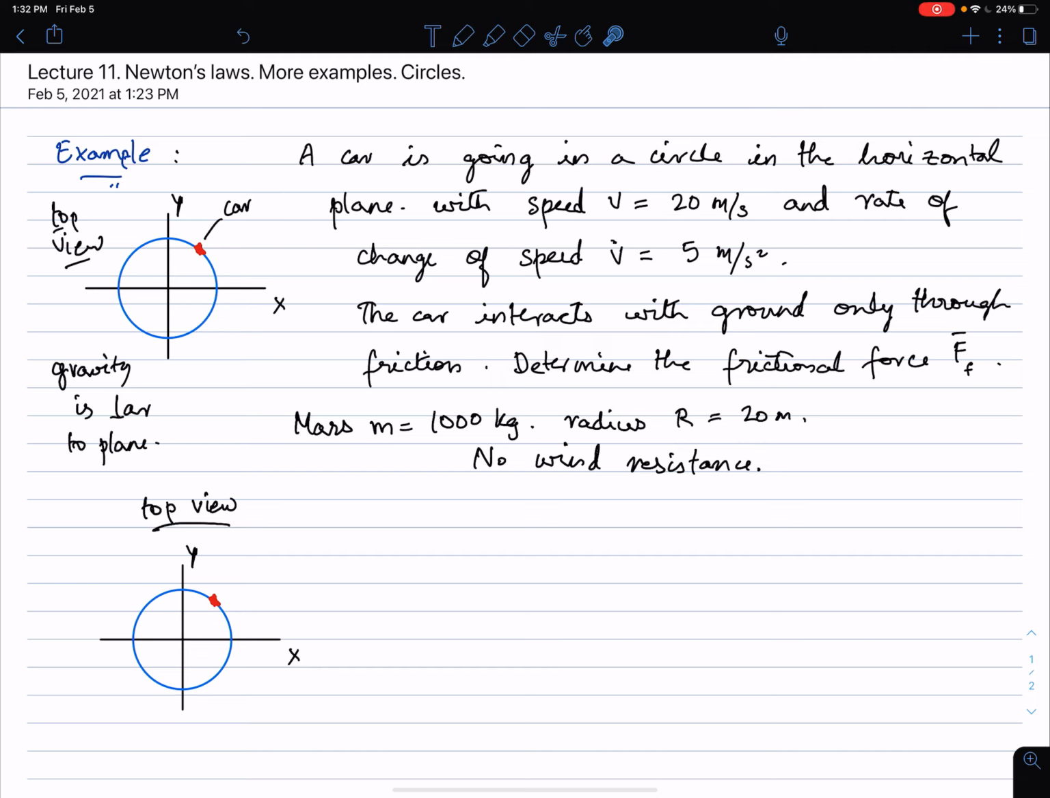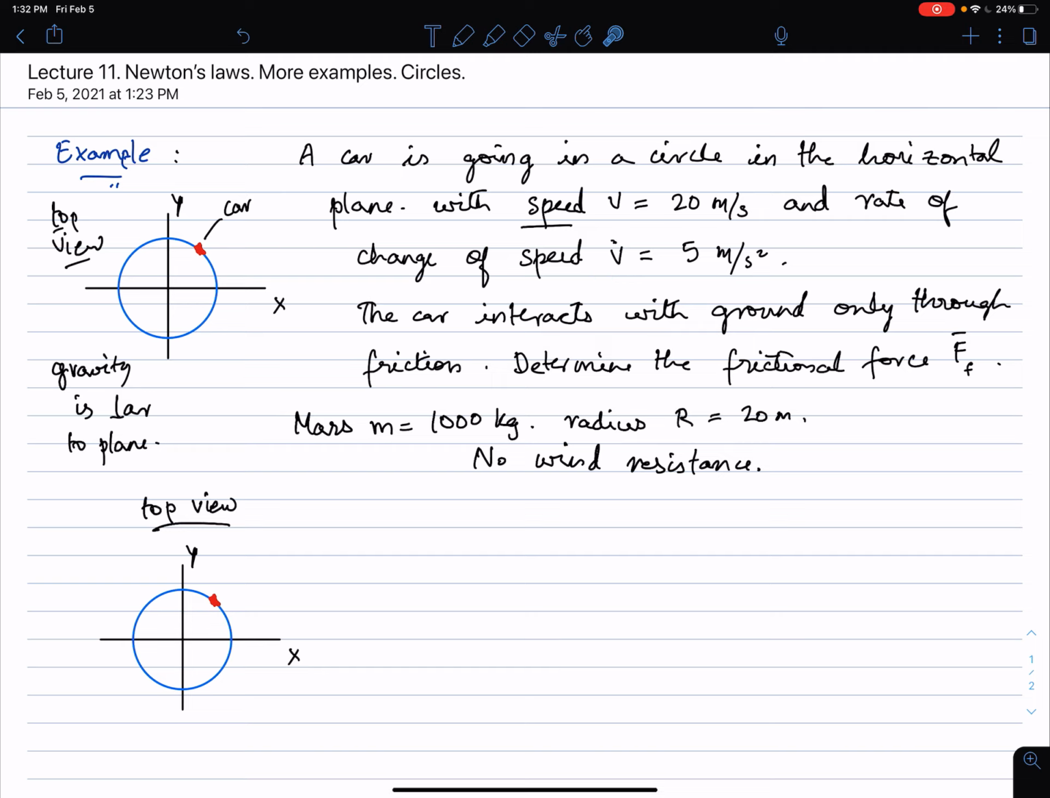So gravity is perpendicular to the plane. So into the plane is gravity. And this surface is basically the earth. And the car is going on a horizontal plane in a circle. And you're given that the speed is 20 meters per second. The rate of change of speed is v dot, 5 meters per second squared.